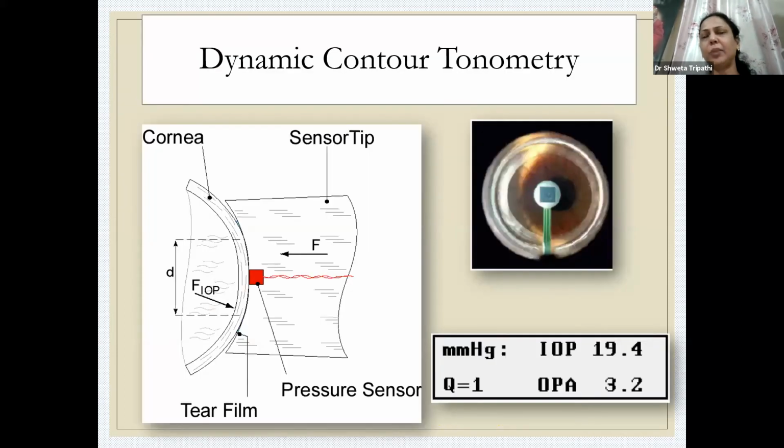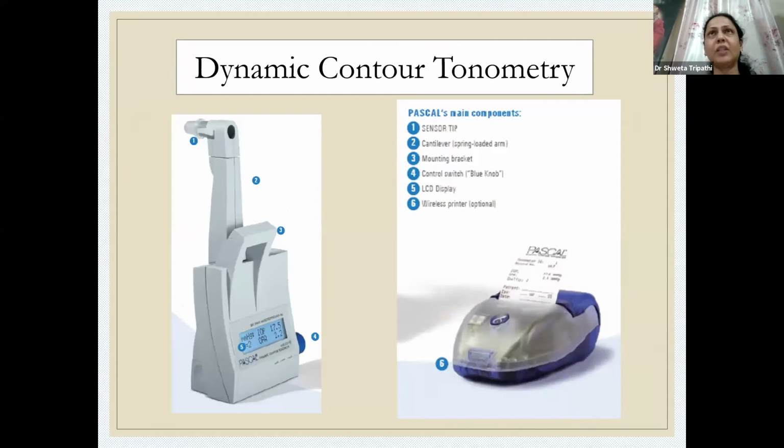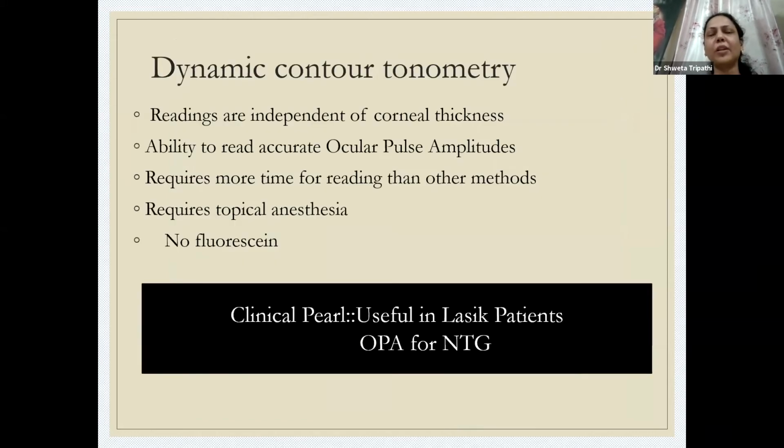Dynamic contour tonometry measures the surface contour matching, and the most important part of this tonometry is that it gives the ocular pulse amplitude, which gives the indirect measurement of choroidal perfusion, the ocular blood flow, and this is helpful in cases of normal tension glaucoma. And the clinical pearl would be that it is especially useful in classic patients, and the OPA for NTG patients needs to be on the lower side.